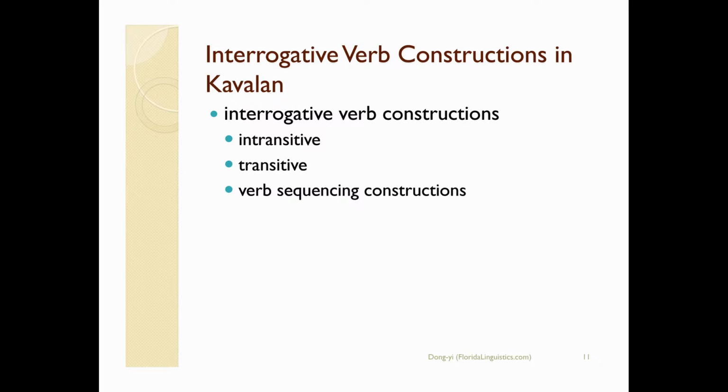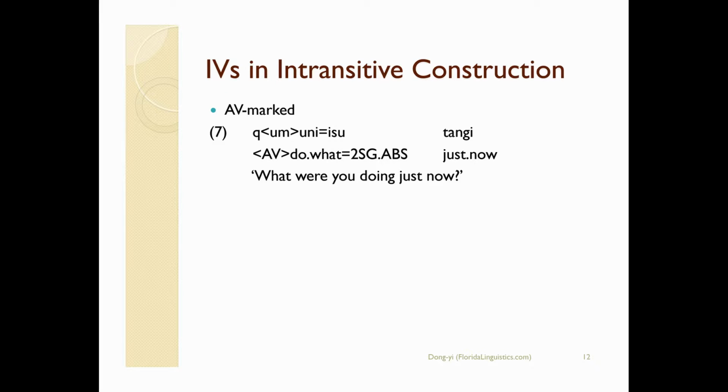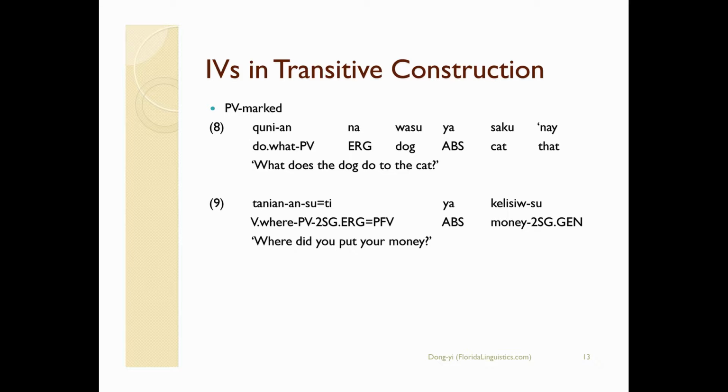Interrogative verbs in Kavalan can occur in three syntactic constructions: intransitive, transitive, and verb sequencing constructions. Interrogative verbs can be used as intransitive or transitive verbs. If an interrogative verb is affixed with an agent voice marker, it is interpreted as an intransitive verb. For example, the interrogative verb in 7 is agent voice marked, and it is used as an intransitive verb, meaning do what. By contrast, an interrogative verb that takes the patient voice marker is interpreted as a transitive verb.